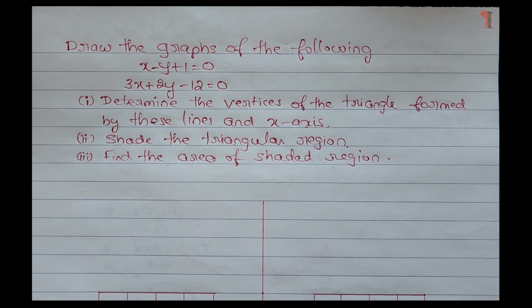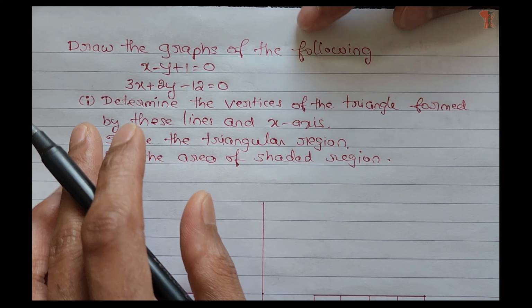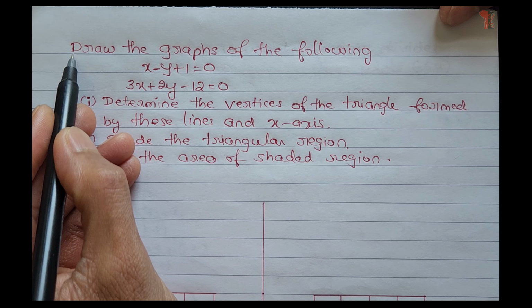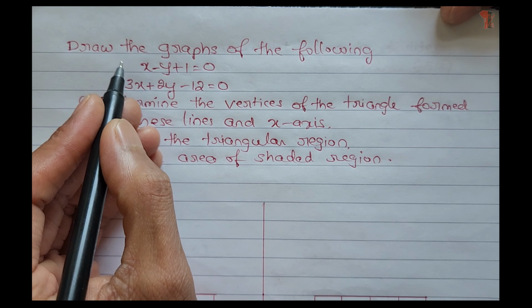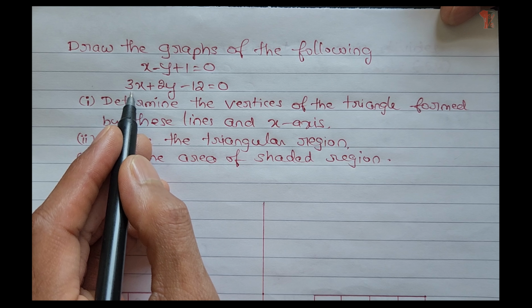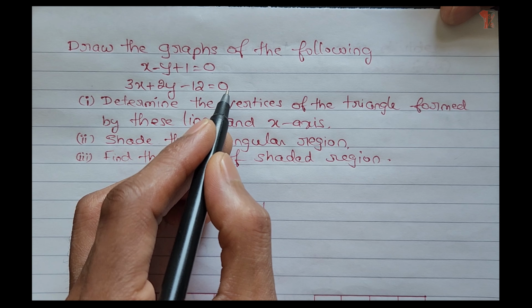Hello everyone. Today we are going to discuss one of the questions from linear equations in two variables. It is nothing but a graphical representation of linear equations. The question is: draw the graphs of the following equations. Which are the equations? x minus y plus 1 is equal to 0 and 3x plus 2y minus 12 is equal to 0.